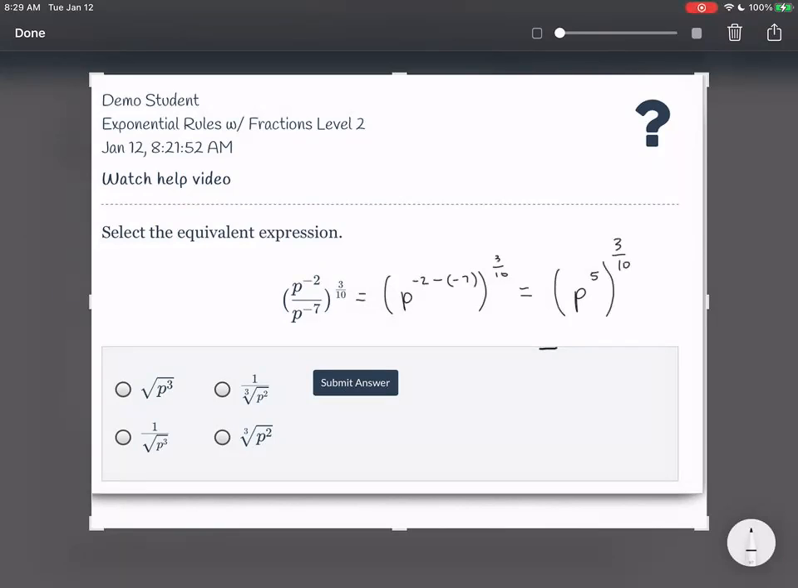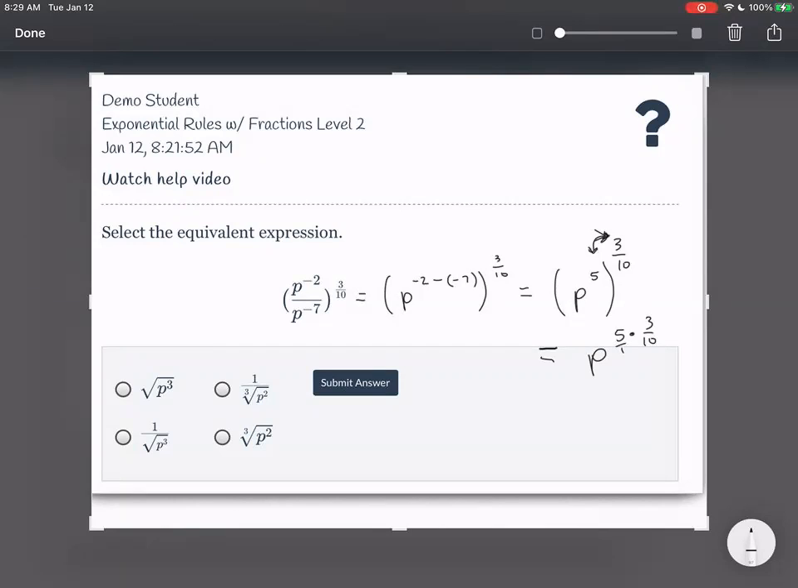So we have p to the power 5, all to the power of 3/10. What are we going to do with these two exponents? We're going to multiply these two exponents. So p to the power of 5 times 3/10. When you're multiplying a number times a fraction, you can think of it as two fractions being multiplied. So it's really 5/1 times 3/10.